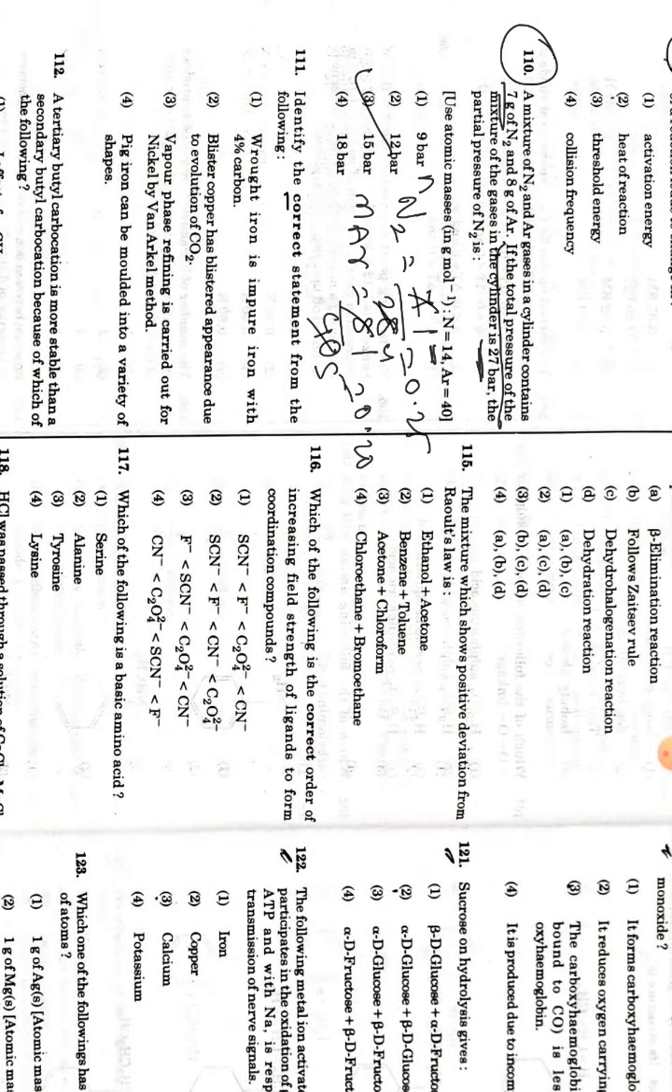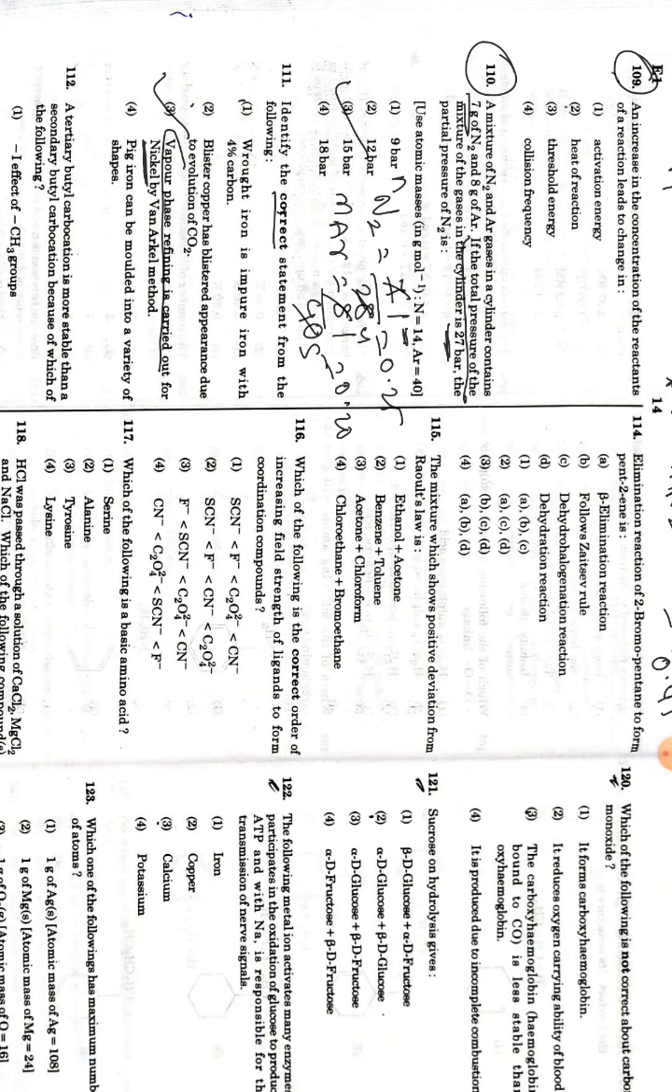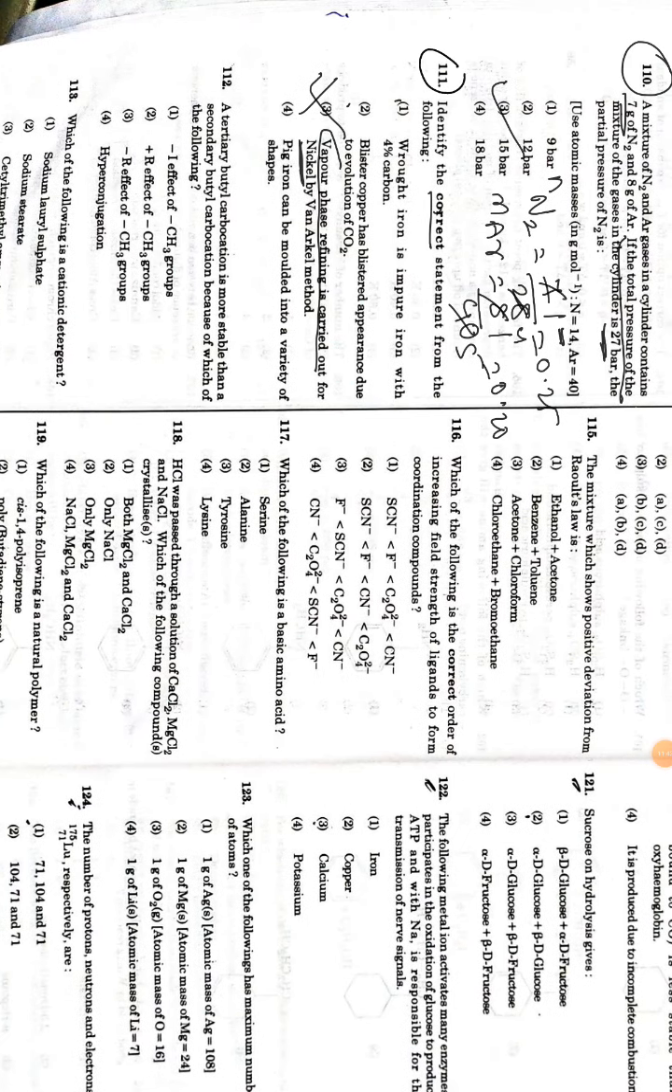So identify the correct statement. If you are confused with this 1 and 2, just read the 1, 2, 3, 4. See, vapor phase refining is carried out by nickel. Nickel is by Mond's process. So the correct statement from the following: vapor phase is carried out by nickel, so this is wrong. So let us keep this aside.